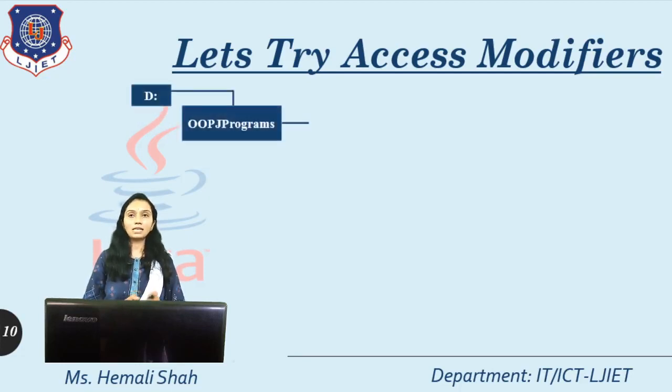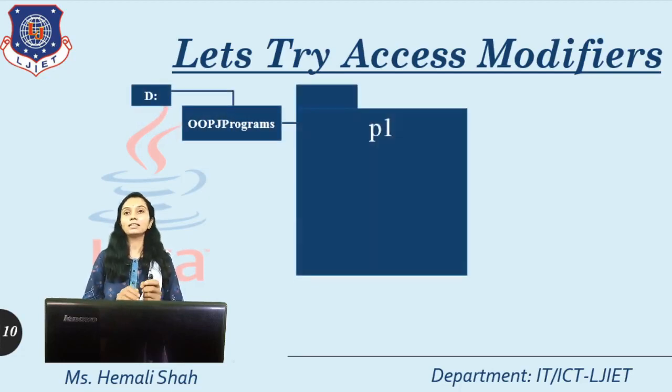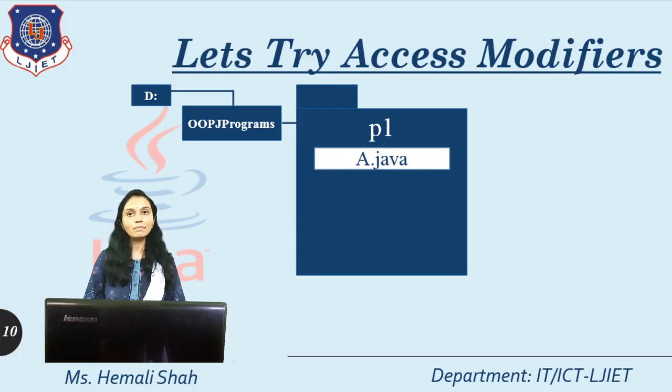For that, let's create one package inside this D drive. What we will do in our program? We will create one package P1 inside the directory D drive OOPJ programs, and in package I will create A.java. This class is a public, but I will create 4 data members in this class. One as a public, one is a private, one is a protected, and one as a default. And we will access this all the 4 data members in different categories of classes.